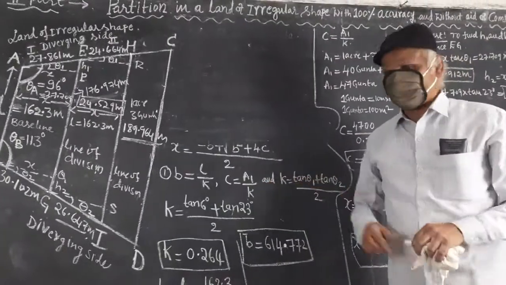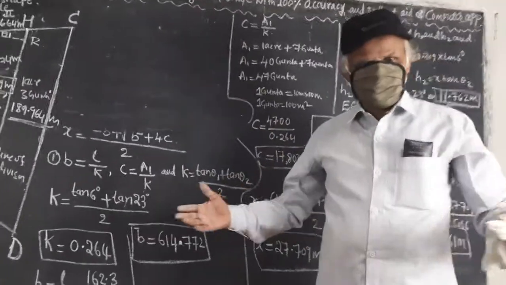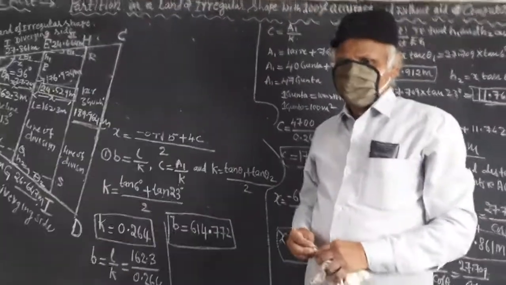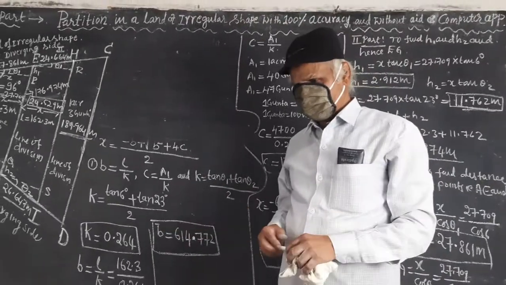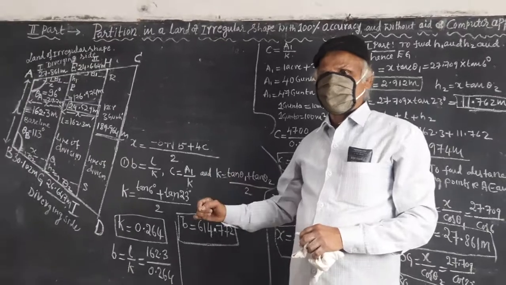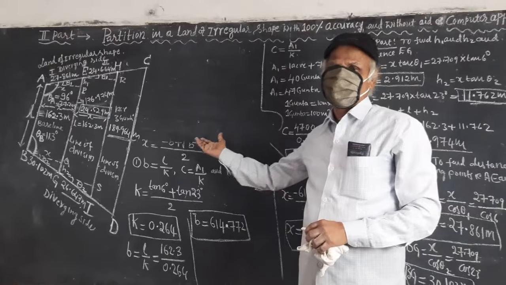I hope these formulae are very useful for land surveyors and civil engineers in the partition of land of irregular shape such as quadrilateral.